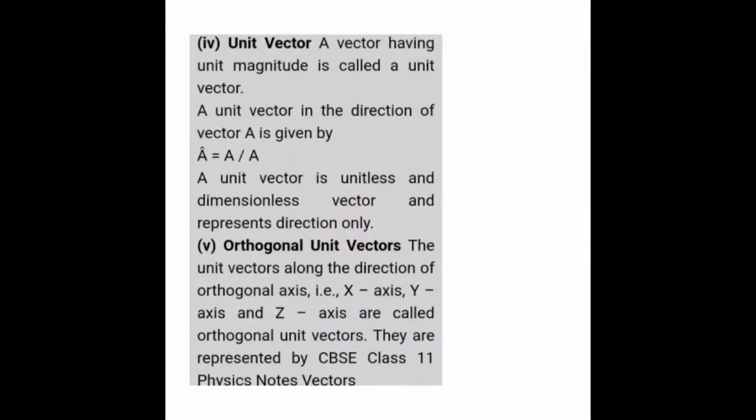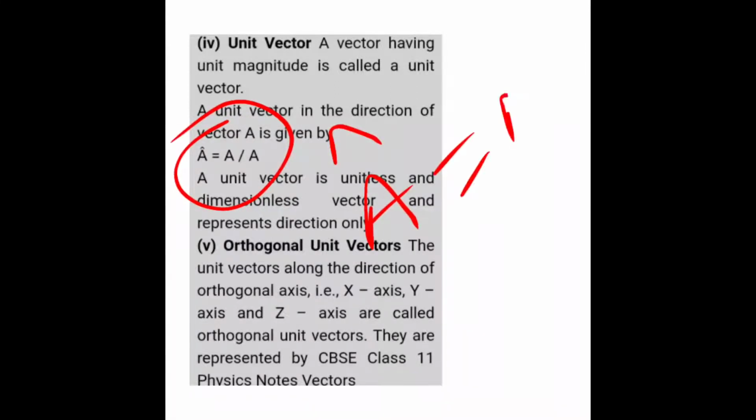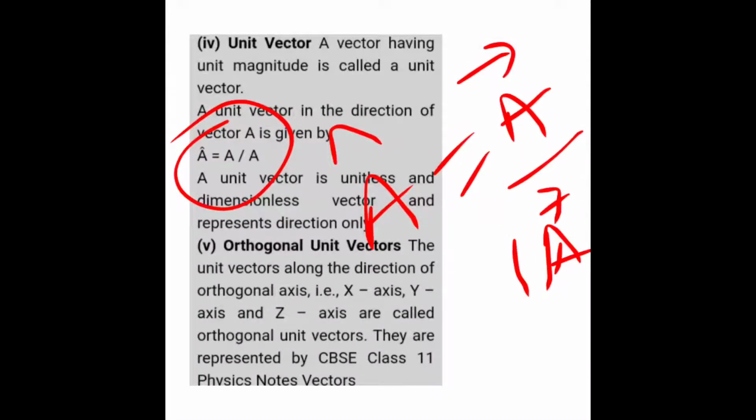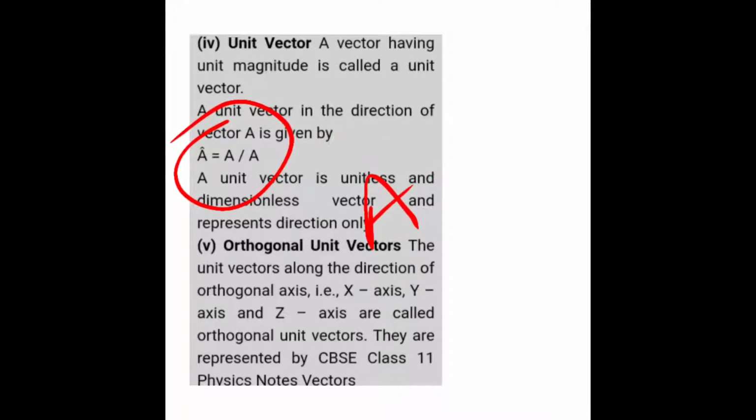So in notation, it will be a cap equals a vector by modulus of a. You will note this down when you write in your exercise book. It is a dimensionless vector and it represents direction only, right? When I say unit vector, the magnitude is 1, so a unit vector only gives the direction.